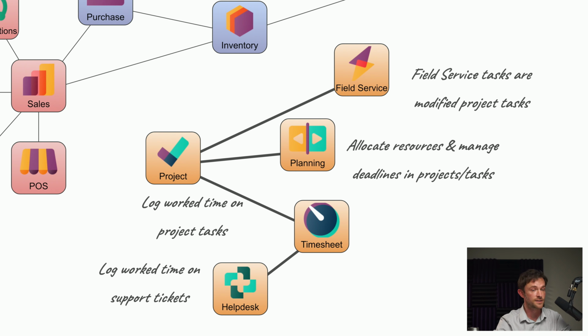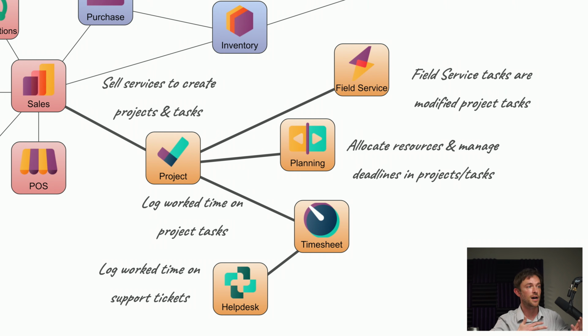Our friend, the sales app, which has many connections, it connects to the project app in a very big way because you could sell a service, and the moment you sell that service, it can automatically generate a new project or a new task within the project app. And that's usually what you do if you sell some sort of consulting service. You sell the service, and then it makes a task to work with and log your time. And then finally, the inventory app, it connects to field service because your on-site field service technicians might consume some components while they're out on a job.